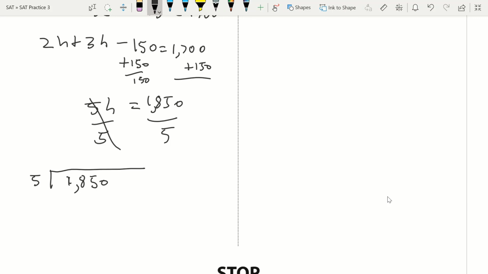We go ahead, we do 5 goes into 18 3 times. We have 15, 18 minus 15. We have 3 left. 5 doesn't go into 3. We drop our 5 down. 5 goes into 35 7 times. We have no remainder, so we have 0. We drop our last 0 down. 5 goes into 0 0 times. So our answer is going to be 370.